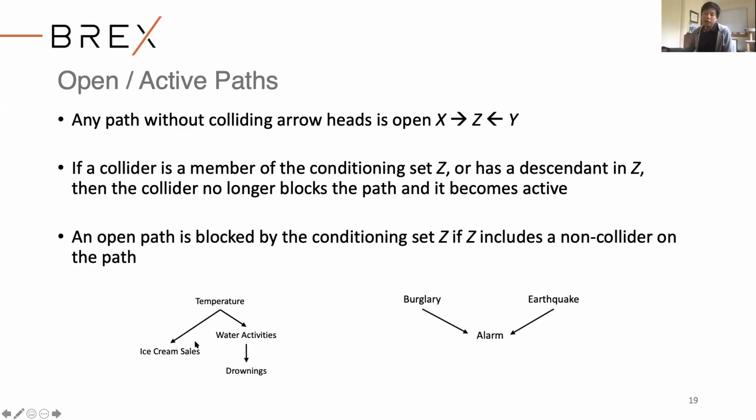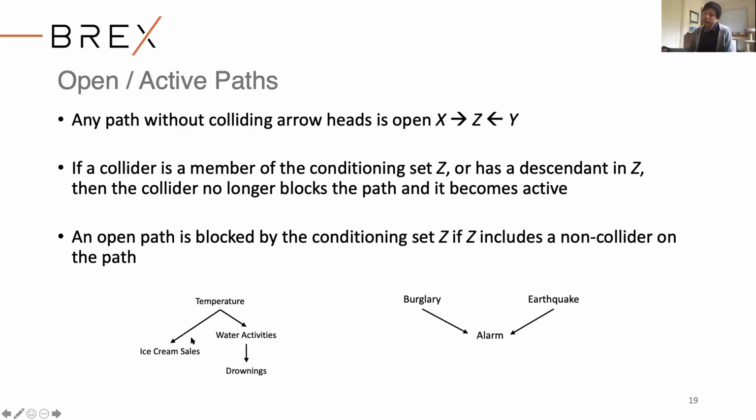Now, any other kinds of paths, for example a direct causal path from temperature: as the outside temperature goes up, it increases water activities, which also increases the number of drownings that happen. So I can see that there will be a dependency transmitted along this type of path, and it's also transmitted along this type of path when the tails of the arrowheads are connected to one another, right?